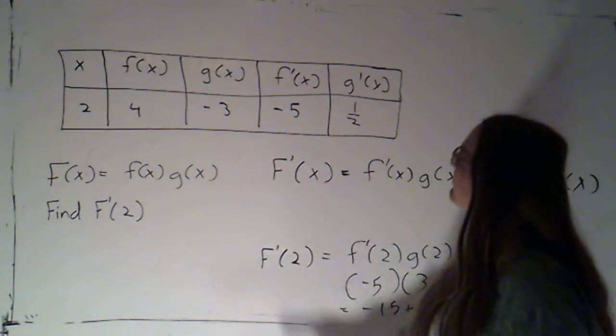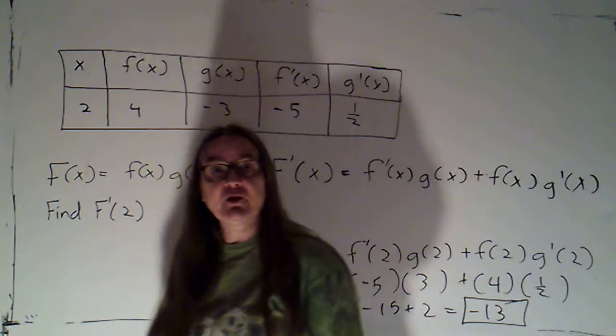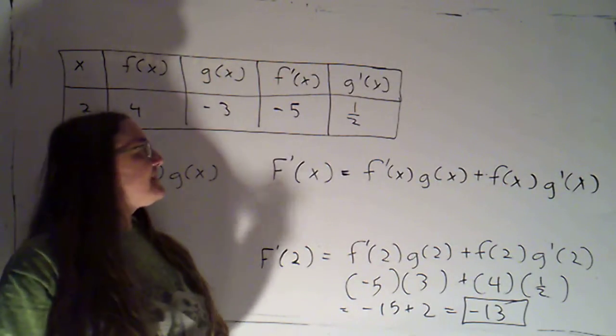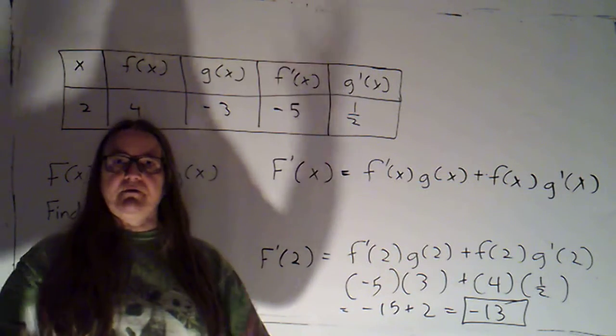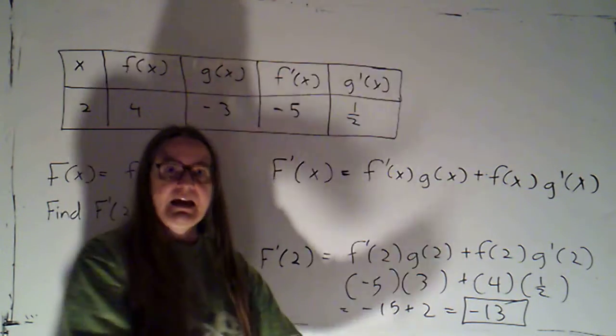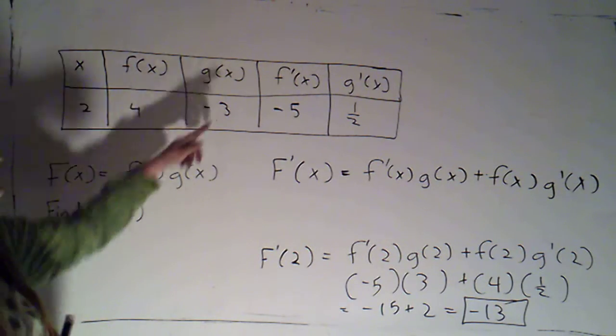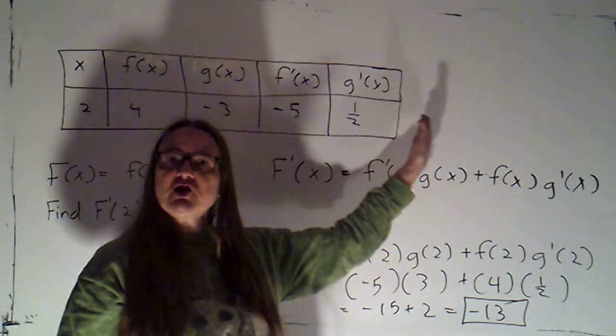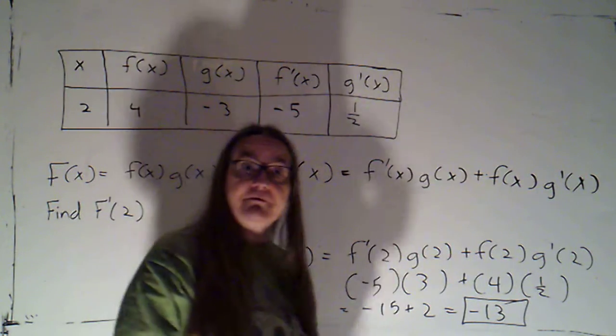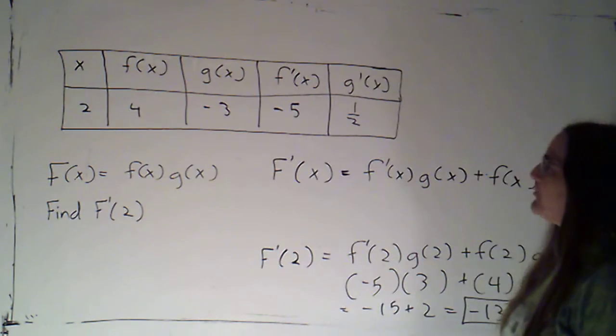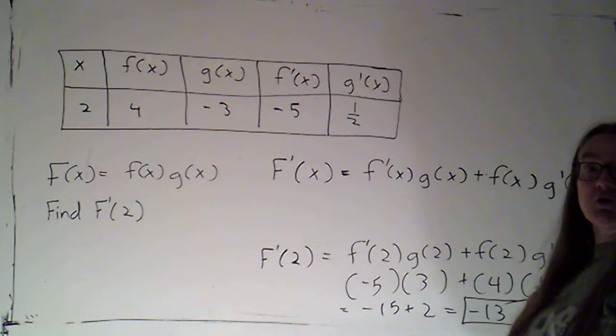Now here I gave this to you in a table of values. In the book you'll see somewhere you're not given a table of values, but you're just given a bunch of sentences. F is a function where f at 2 is 4 and g at 2 is negative 3. So you're given this information, but just in paragraph form, and you're asked to evaluate things. So that's basically what you're doing.